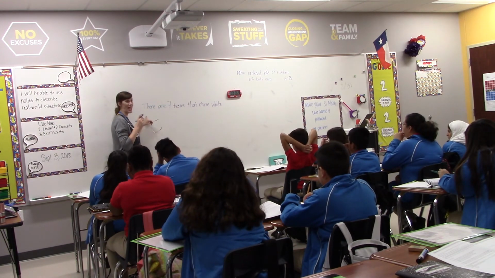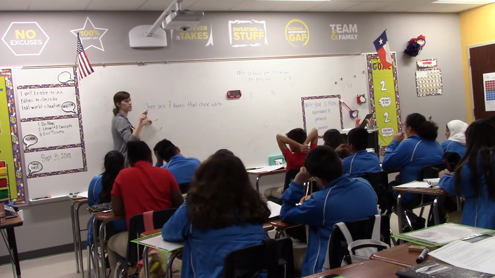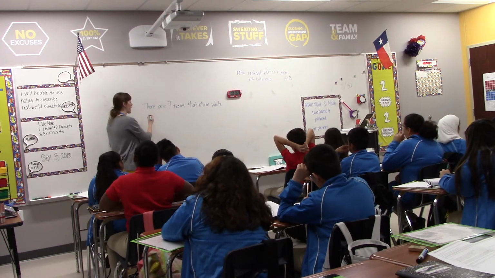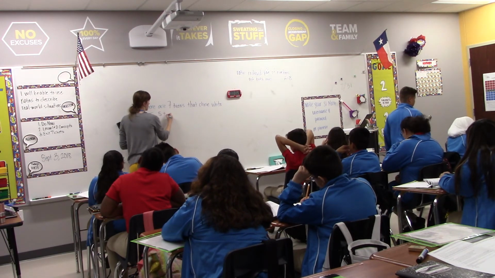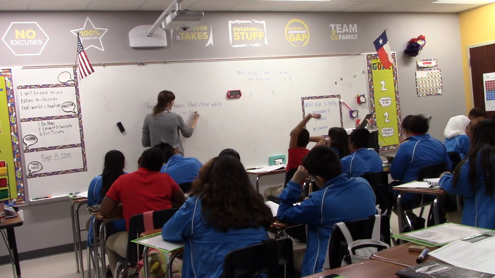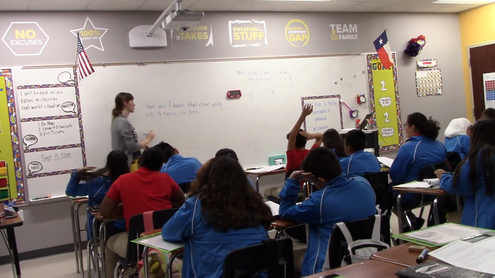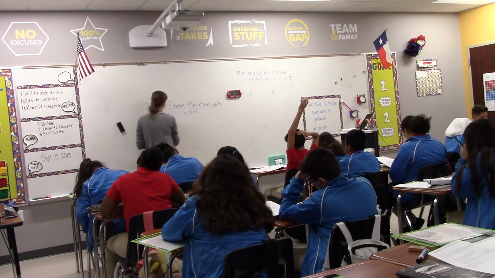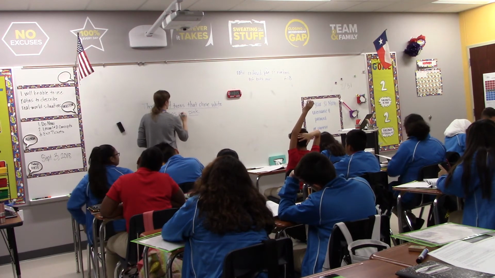And Jocelyn says, and, what's the next part? And 5 teams like pink. So right now we have a sentence with 2 facts. 7 teams chose white and 5 teams, I'll use the same word, chose pink.